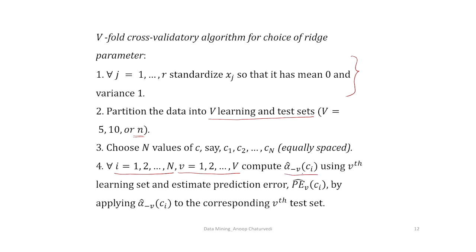This is the estimator based on the V-H learning set, using the value c_i, and we estimate the prediction error PE hat V c_i by applying alpha hat minus V c_i to the corresponding V-H test set. So, we estimate the coefficients for each and every value of c_i using the V-H learning set, and then we apply that estimator and estimate prediction error by applying this estimator to the corresponding V-H test set.